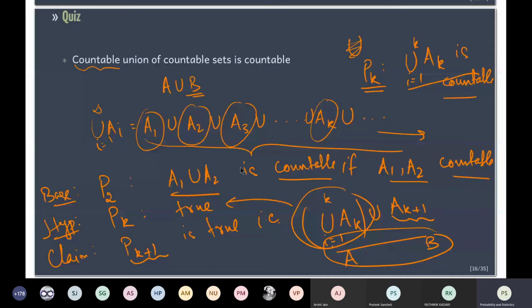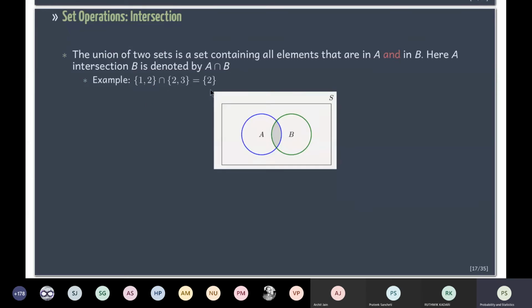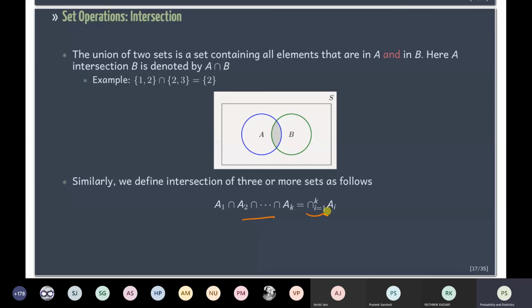Other set operations are intersections. So the intersection of sets A and B is a set containing all the elements that are in both A and B, and it is denoted by A cap B. For example, here {1, 2} intersected with {2, 3} is {2}. If we look at the Venn diagram, this is the 2 that is in the intersection. Similarly, we define the intersection of three or more sets as follows. That's just the notation to keep in mind.